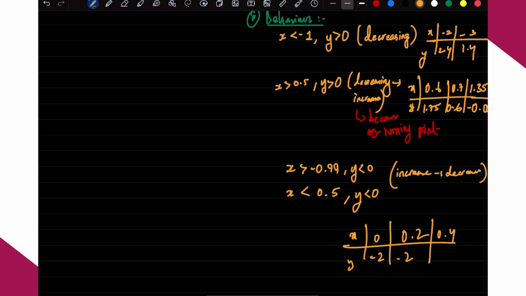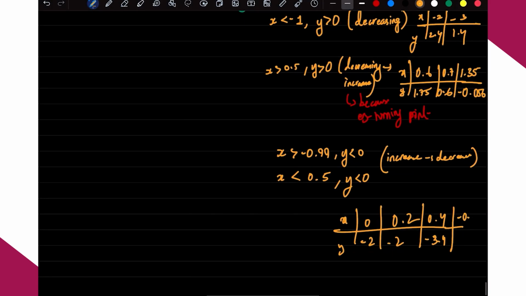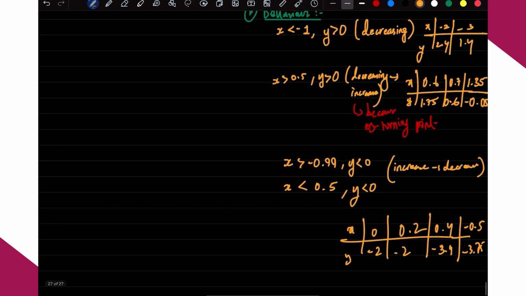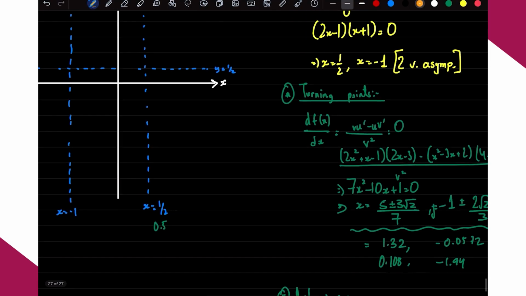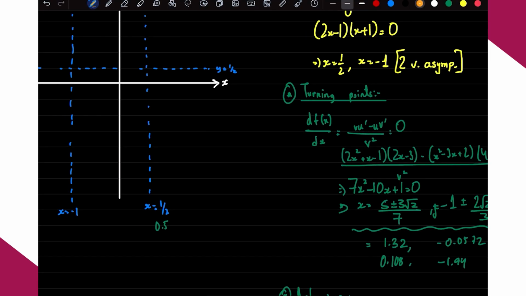So I'm getting -3.4. If I had 0 and I have -1, let's take -0.5. So if I'm taking -0.5, that's -3.75. And if I take positive, that's never going to work, right? If I'm taking negative, that is working. So it never reaches that value, but that's never going to work.